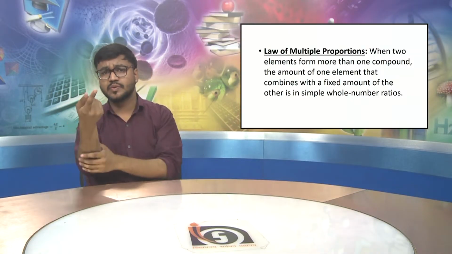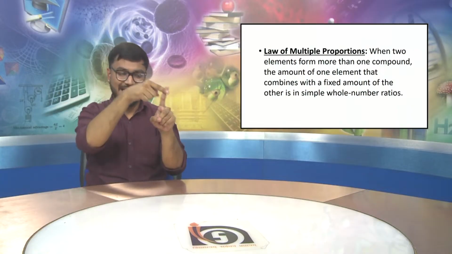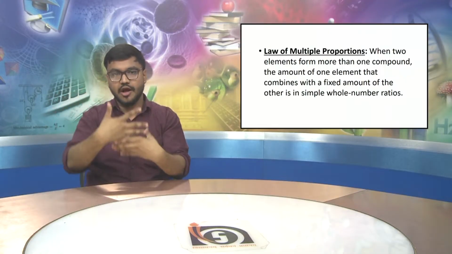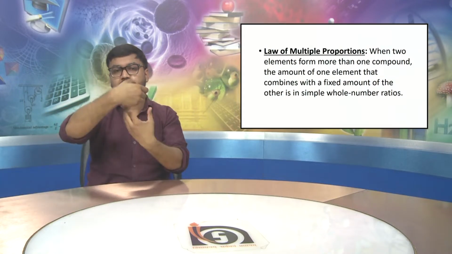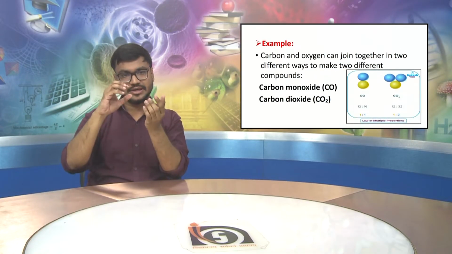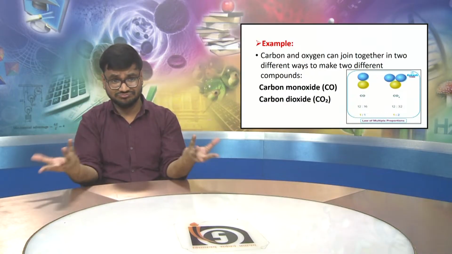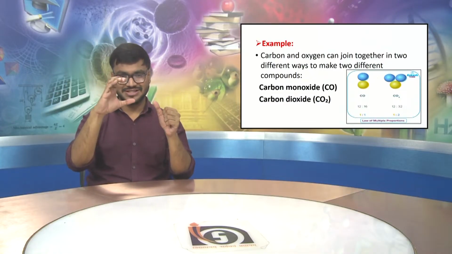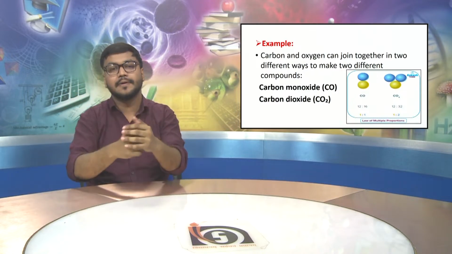Next is the law of multiple proportions. When two elements form more than one compound, the amount of one element that combines with a fixed amount of the other is in simple whole number ratio. Example: carbon and oxygen can join together in two different ways to make different compounds. For example, first is carbon monoxide and second they can form carbon dioxide.